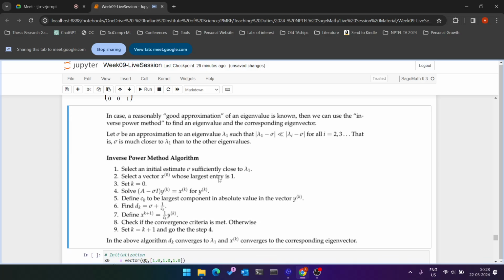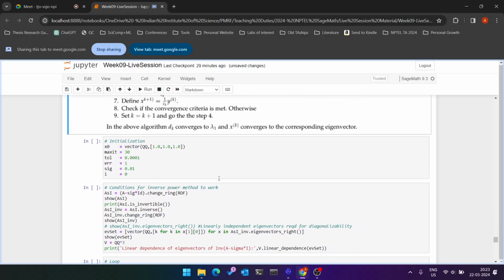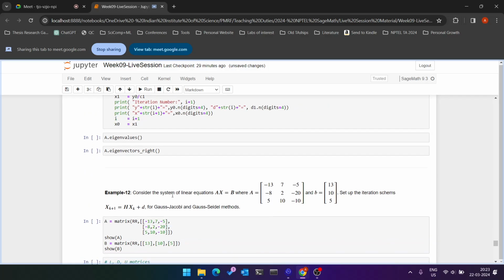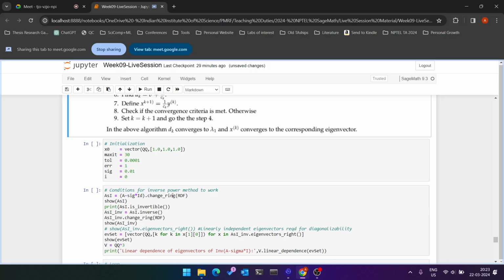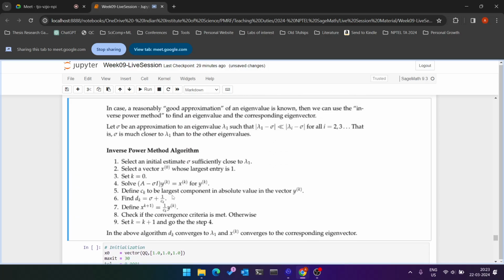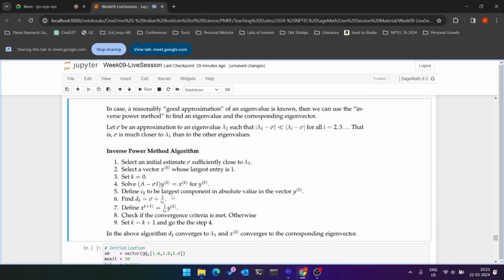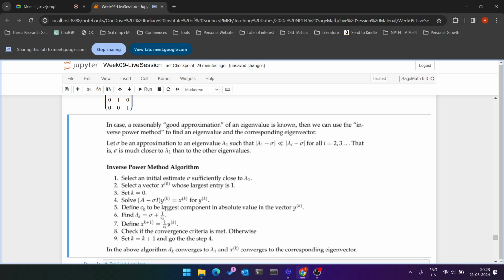So herein, for the inverse power method to work, we basically have A minus sigma I, and the inverse of that should satisfy the conditions required for the power method. So here we have A minus sigma I, right? If we take the inverse of this matrix, that is what we are interested in. That is what should give us the inverse. So the inverse of this matrix should satisfy the same conditions that were specified with the power method algorithm.